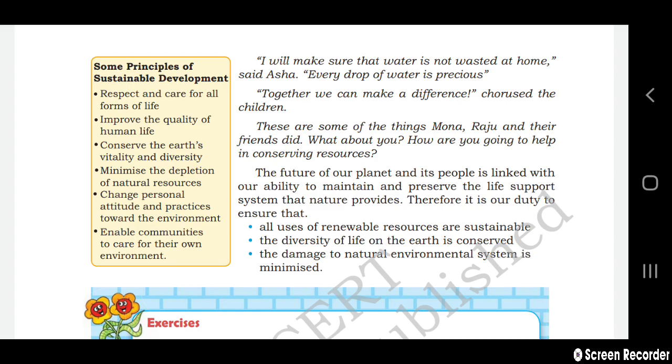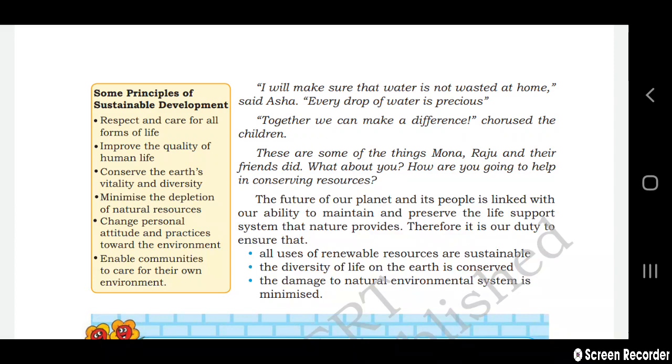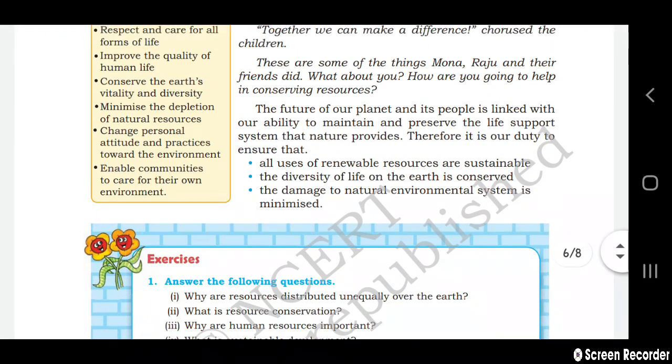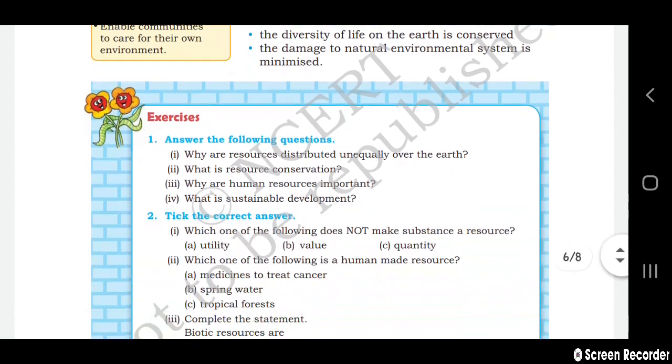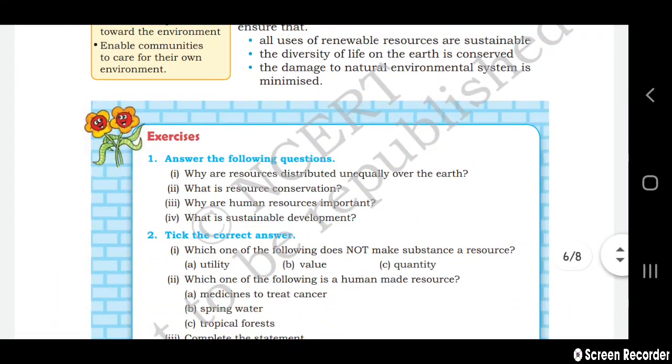We should respect and care for all the forms of life living on the earth, and we should improve the quality of human life. We should conserve the earth's vitality and diversity, minimize the depletion of natural resources, and change personal attitudes and practices towards the environment. We should enable communities to take care of their own environment. So here they have asked some questions.